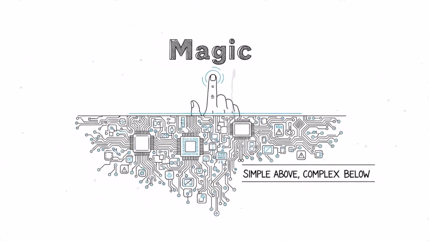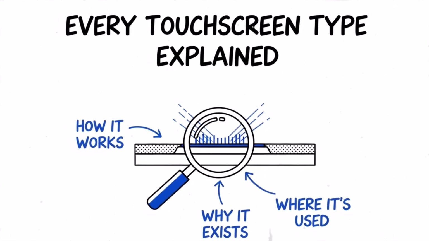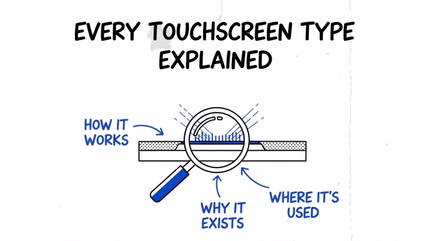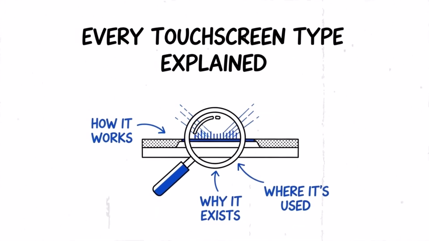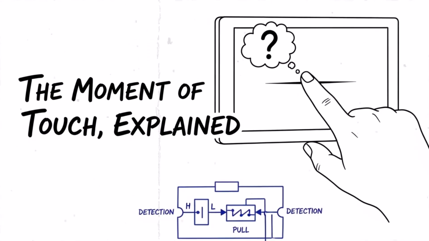But beneath that smooth surface is complex engineering, multiple technologies, and decades of innovation. In this video, we're explaining every major type of touchscreen, how they work, why they exist, and where they're used. By the end, you'll understand what actually happens the moment your finger meets the screen. Let's start with the basics.